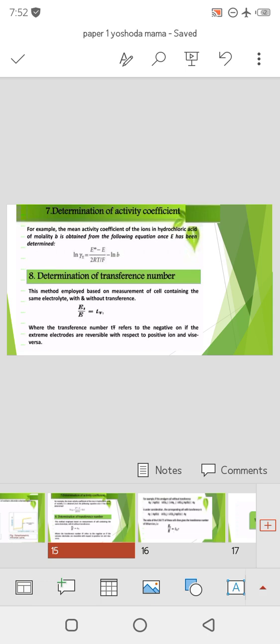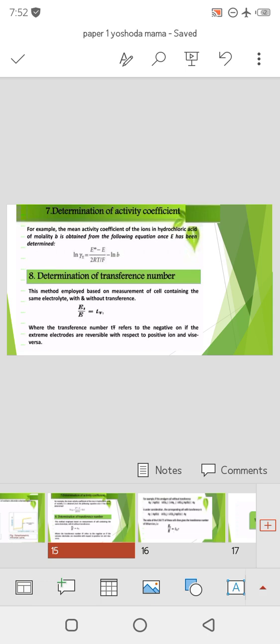So next one is the determination of activity coefficient. For example, the mean activity coefficient of the ions in hydrochloric acid of molality B is obtained from the following equation once E has been determined. This we can observe in this equation.